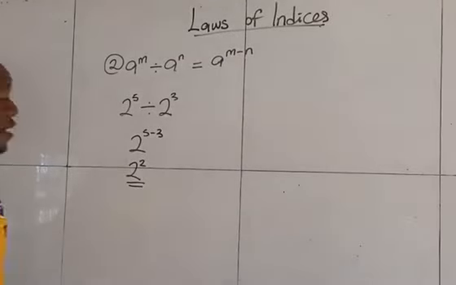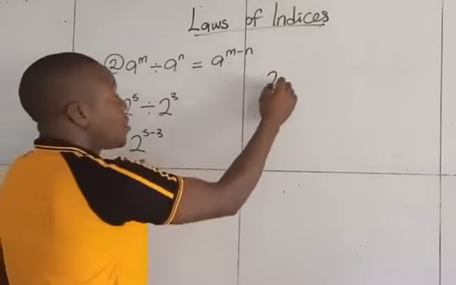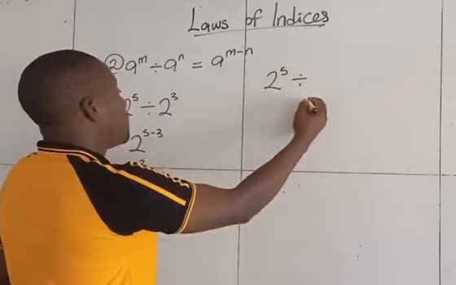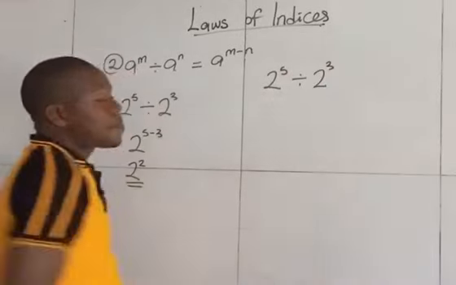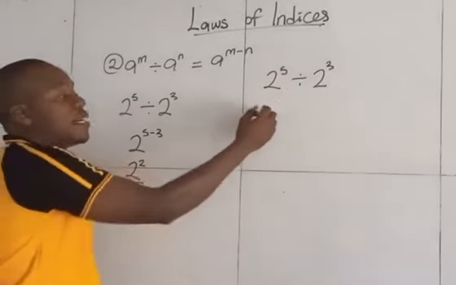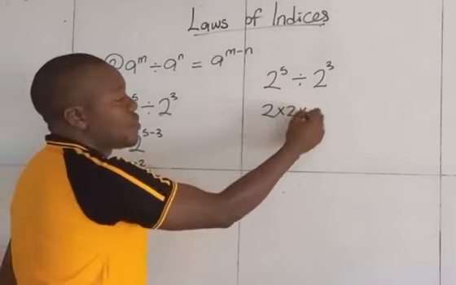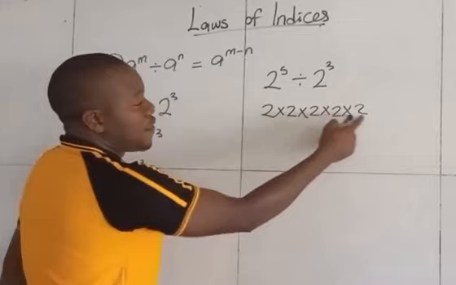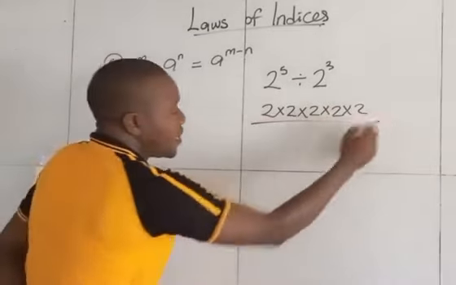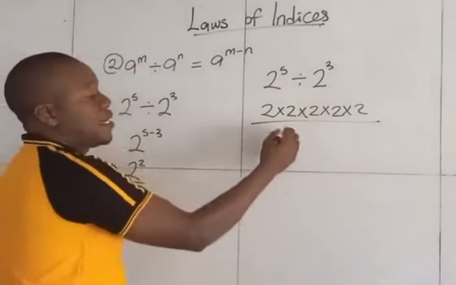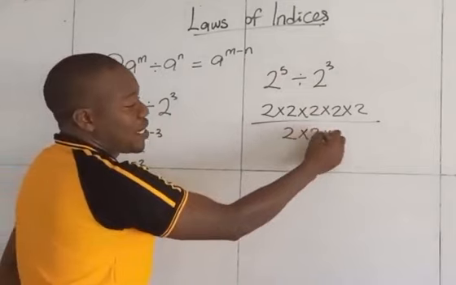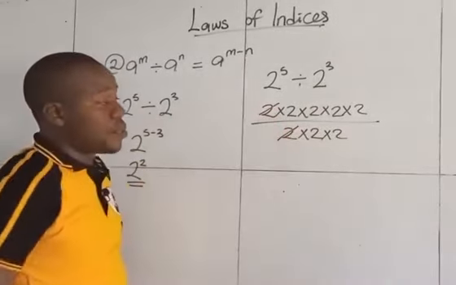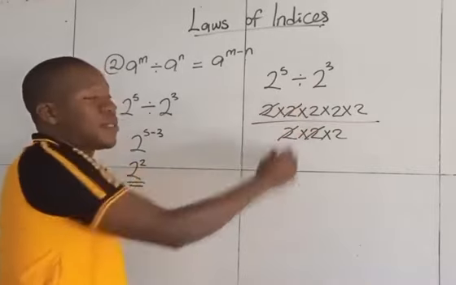Just like I did previously, we can also solve this problem by repeated multiplication. 2 raised to the power 5 divided by 2 raised to the power 3. I can expand this number as 2 times 2 times 2 times 2 times 2, 1, 2, 3, 4, 5. Of course, divided by 2 raised to the power 3, which is 2 times 2 times 2. Then we cancel one of the 2's, 1, 2 here, cancel 1, 2 up.